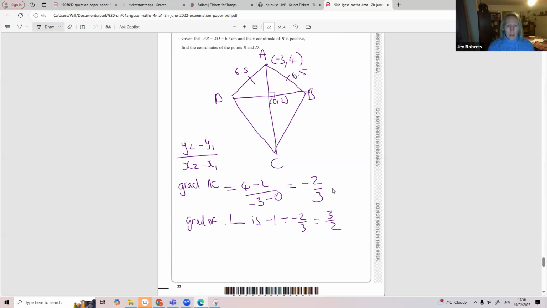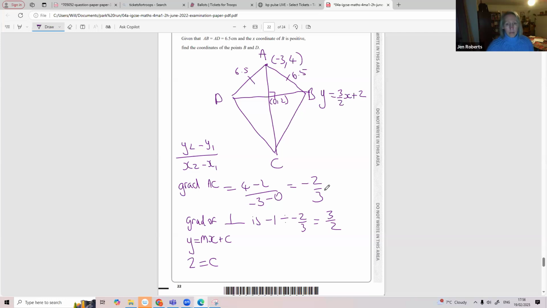So now I'm tempted to find the equation of the line DB, and I know the gradient. The equation of a line is y equals mx plus c, right? I've got a coordinate point on the line DB, 0, 2. I know the gradient is 3 over 2, so I could sub all that in. So y is 2, m is 3 over 2, and 3 over 2 times 0 is just 0. So c equals 2. The equation of this line DB is y equals 3 over 2 x plus 2.